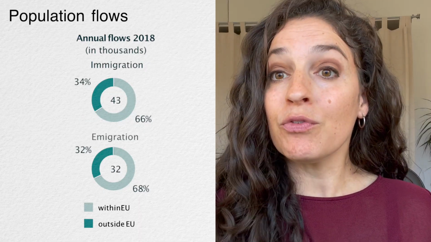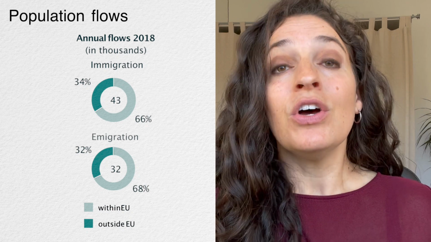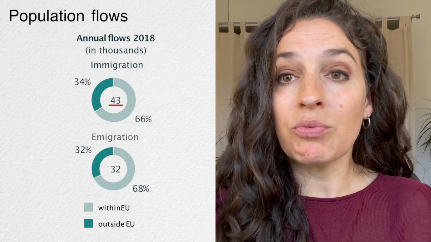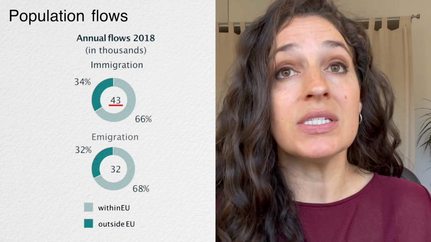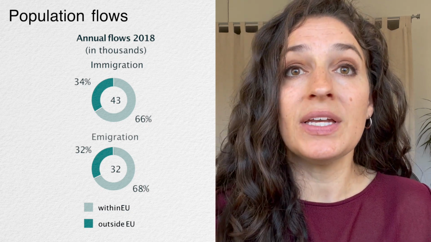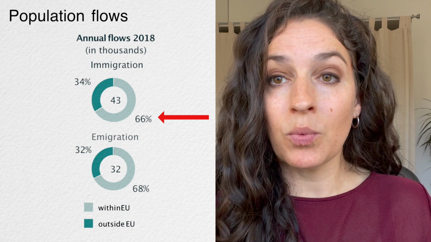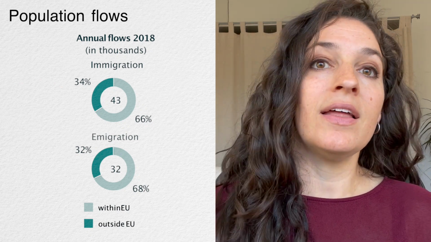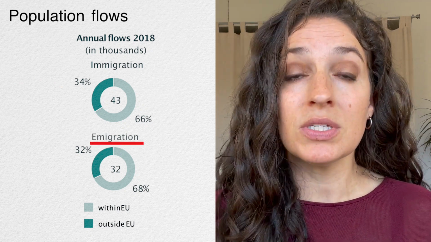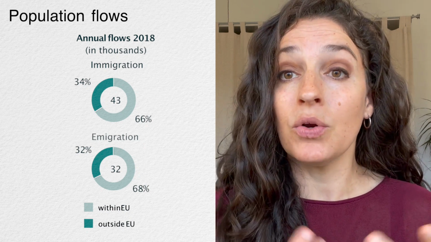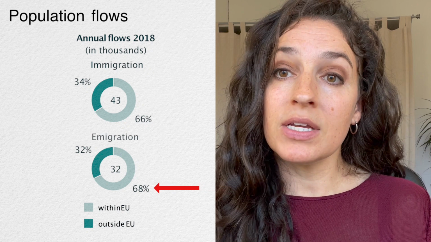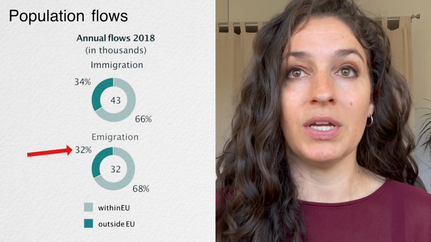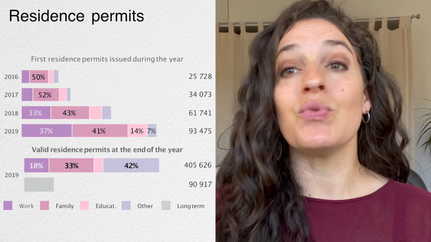Now let's look at the annual flows in 2018. First, let's look at immigration, or people entering the country. So we can see that around 43,000 people entered the country as immigrants in 2018. And also of this, we can see that 66% of these people were from outside of the European Union and 34% were from within the European Union. Now, if we look at the number of people leaving the country, in 2018, 32,000 people emigrated or left Portugal. And around 68% of these people were from outside of the European Union, and 32% were from inside of the European Union.